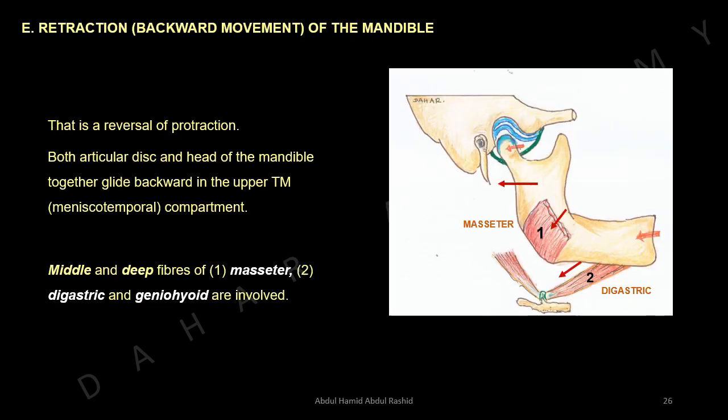E. Retraction, that is backward movement of the mandible. That is a reversal of protraction. In this case, both articular disc and head of the mandible together glide backwards in the upper TM compartment, that is the meniscotemporal compartment. In this movement, the muscles involved are number 1, middle and deep fibers of the masseter, and number 2, digastric muscles, assisted by geniohyoid muscles.